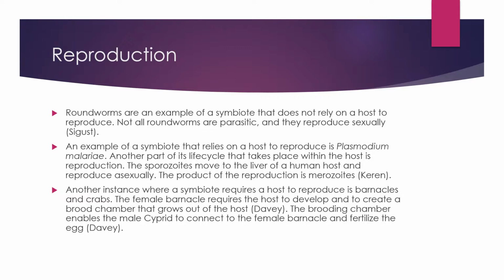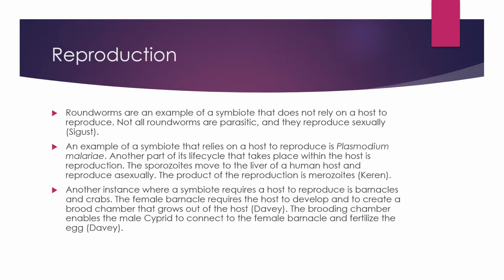An example of a symbiote that relies on a host to reproduce is Plasmodium malariae. As previously mentioned, this type of malaria requires a vector to inject sporozoites to start its life cycle. Another part of its life cycle that takes place within the host is reproduction. The sporozoites move to the liver of a human host and reproduce asexually. The product of the reproduction is merozoites.